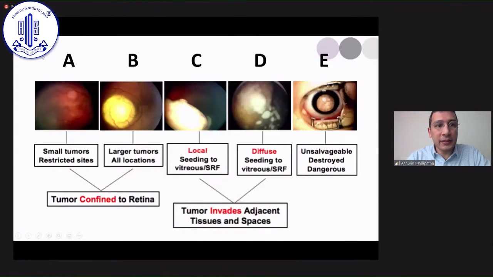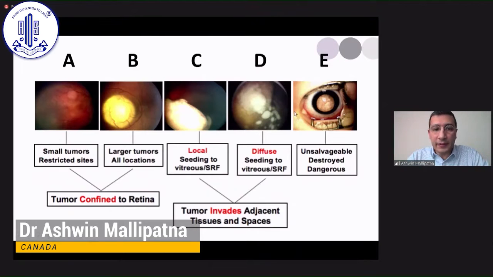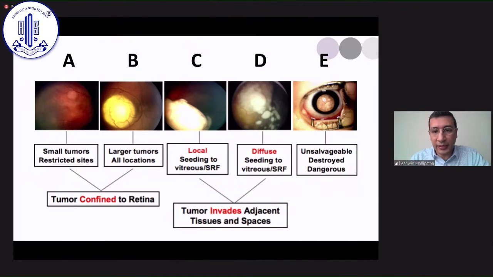The traditional current staging system that we're all accustomed to is the ABCDE, where A are the smaller tumors, B are those that are larger or more central, and C are the ones with focal seeds or subretinal fluid. D are the ones with diffuse seeds, and E are the ones that are eventually unsalvageable, or destroyed in some way, or considered dangerous. This was the way that we learned staging in 2005 when Dr.